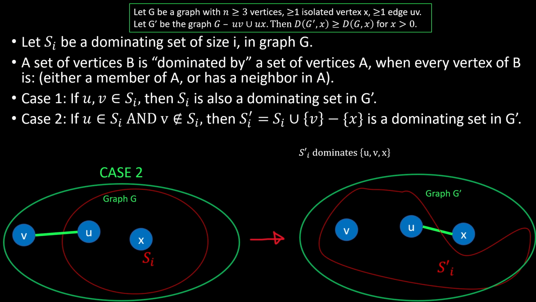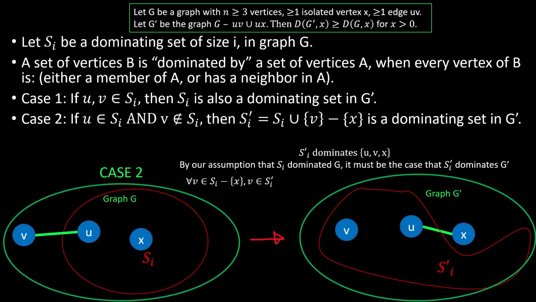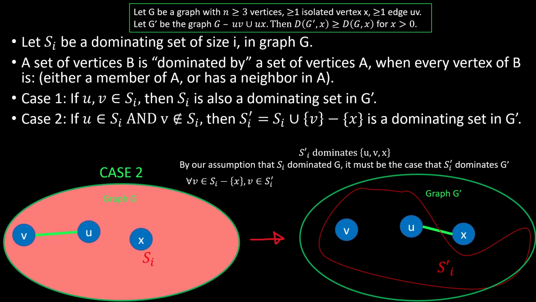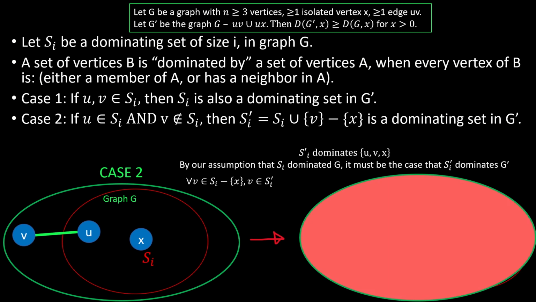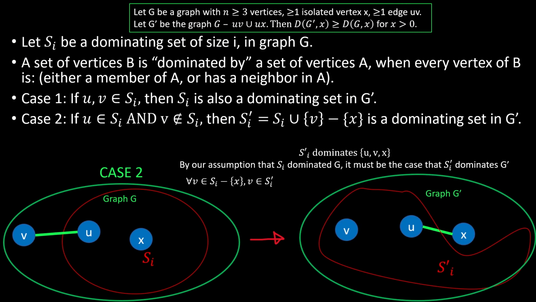Thirdly, note that this new dominating set still includes all of the vertices that S_i included except for originally isolated vertex x. So by our assumption that S_i was a dominating set in G, it must be that all other vertices in the graph are also dominated by our new set, meaning S prime sub i is dominating in G prime. Note that this new set is not dominating in the original graph, because it excludes originally isolated vertex x.